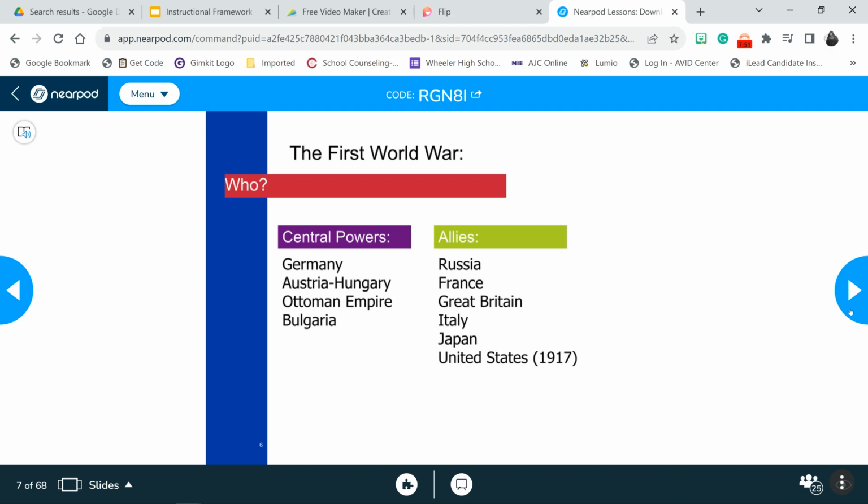And again, everybody make sure you're still writing these notes. You're either doing Cornell, mind map, or outline notes. So the Central Powers are Germany, Austria-Hungary, Ottoman Empire, and Bulgaria. So you think about Europe, it's that one little section. They all kind of around each other.